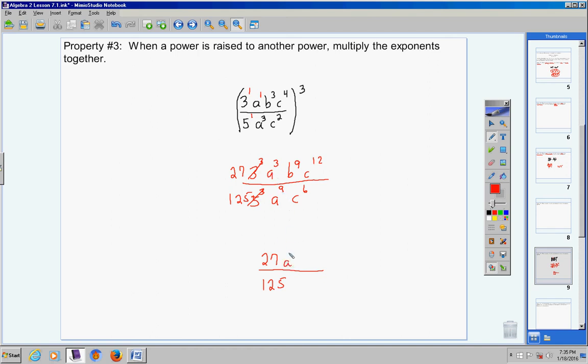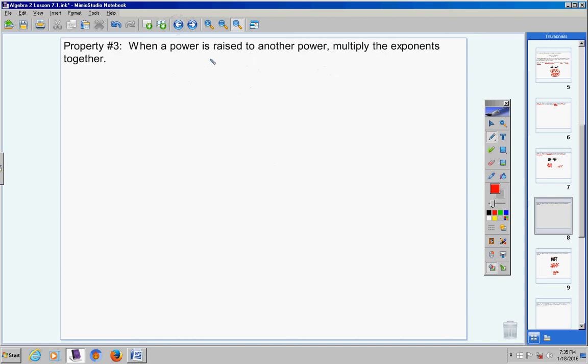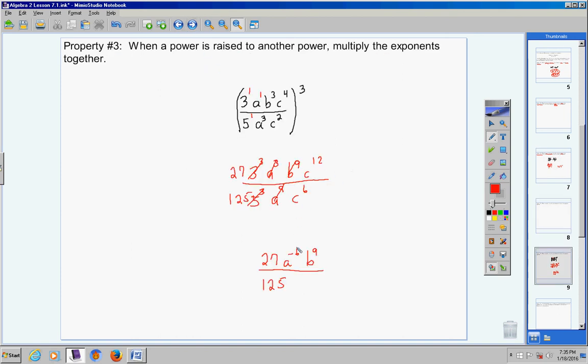3 minus 9 is negative 6. Cross those off. Now to your B. There's no B down here to divide with this B, so leave it up top. Onto my C's. I have a C divided by a C. I'm dividing like bases. Whenever you're dividing like bases, don't forget your last property. Write the exponent once in the numerator and take the top minus the bottom exponent. So, write your base up top. 12 minus 6 is 6, and you're good.